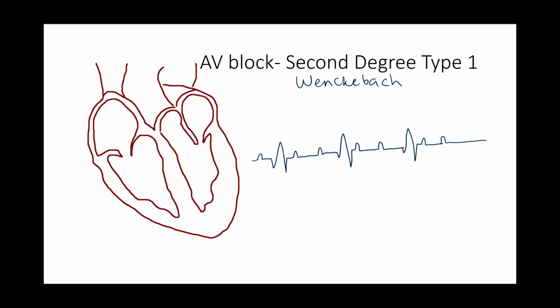Once again, in a second degree type 1 heart block, we would expect to see PR prolongation that's increasing with each beat until eventually AV conduction doesn't even occur and the beat is dropped. We'll see an example of this as well.